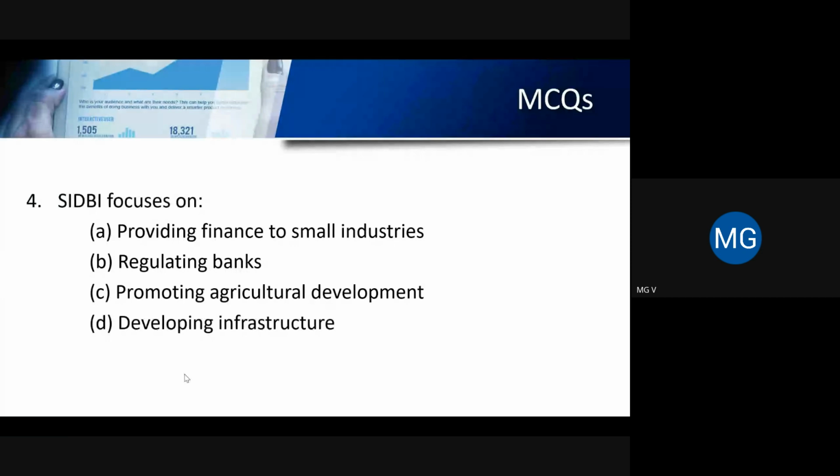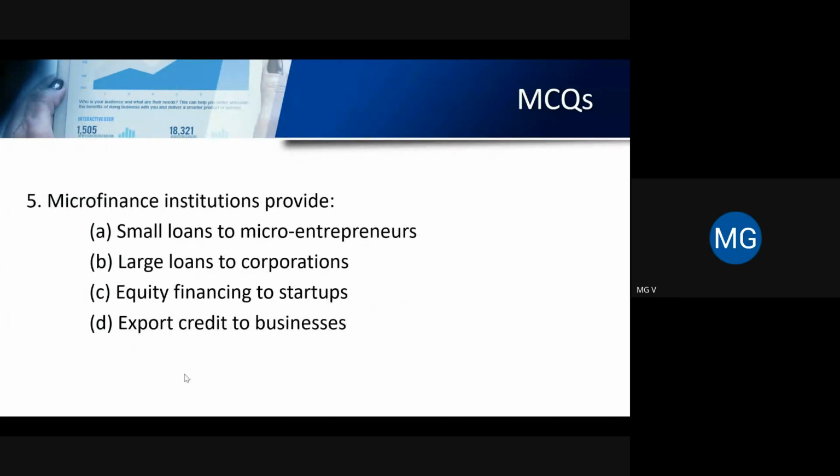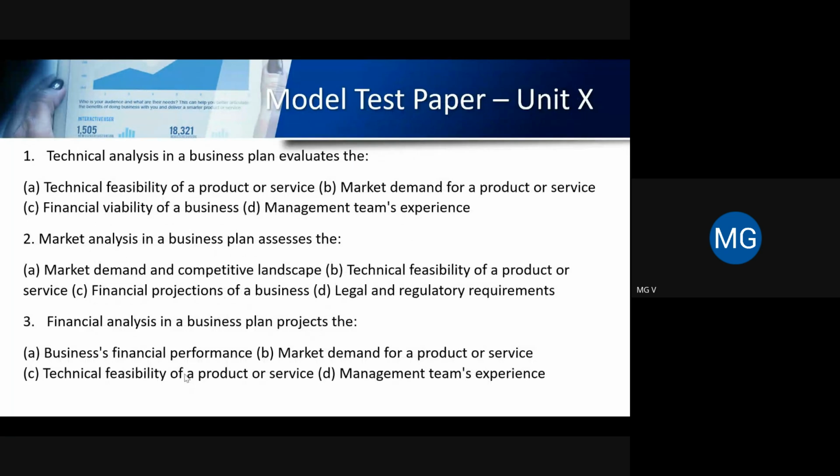SIDBI, full form. That is Option A, providing finance to small industries. Yes. Microfinance institutions provide small loans to micro entrepreneurs, large loans to corporations, equity financing to startups, or export credit to businesses. Option A. Very right. Option A, small loans to micro entrepreneurs.